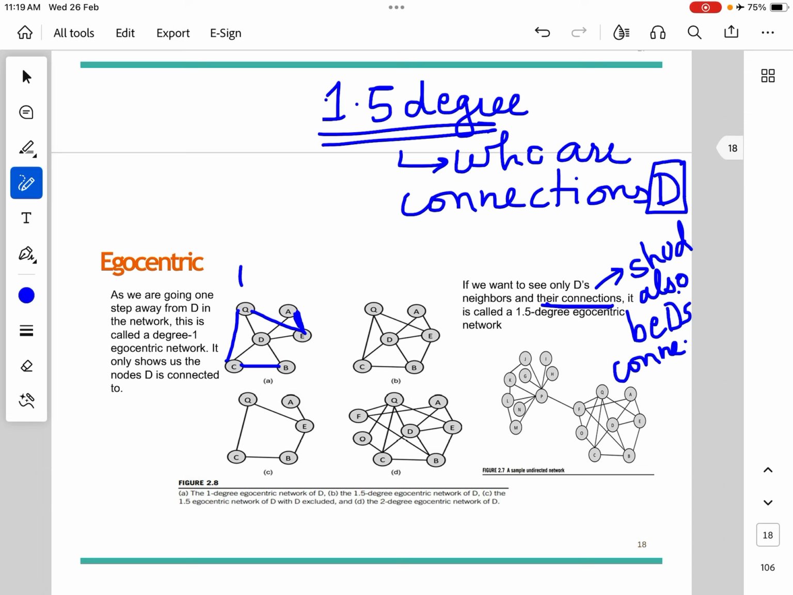In 2 degree egocentric, F will come. Why? Because now you have to take their connections which are connections of D as well as which are not connections of D. So this is a 2 degree egocentric network. Here F has P also. So with F you will be connecting P. This whole thing is 2.